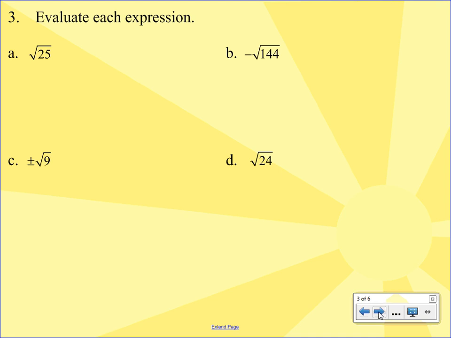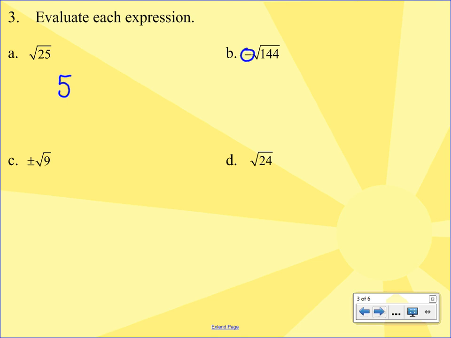Okay, so next we're just going to work on evaluating. So just looking at some of the notation. For part A, it's just really simple here, the square root of 25. So what you want to ask yourself is what number times itself gives me 25? And if you look back at your perfect square list that you just made, it's pretty easy that it would be 5.